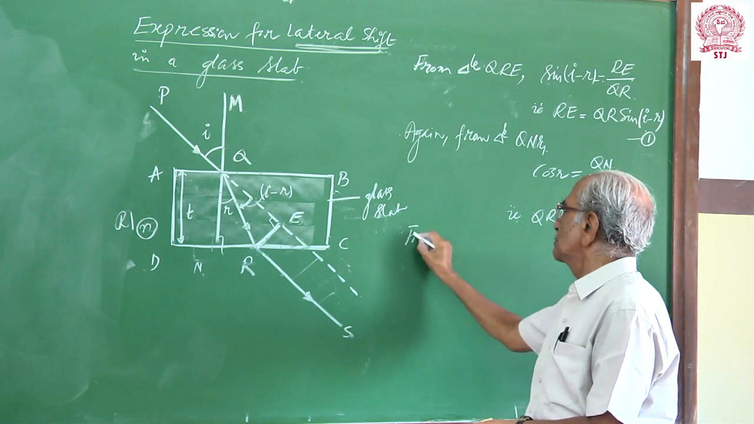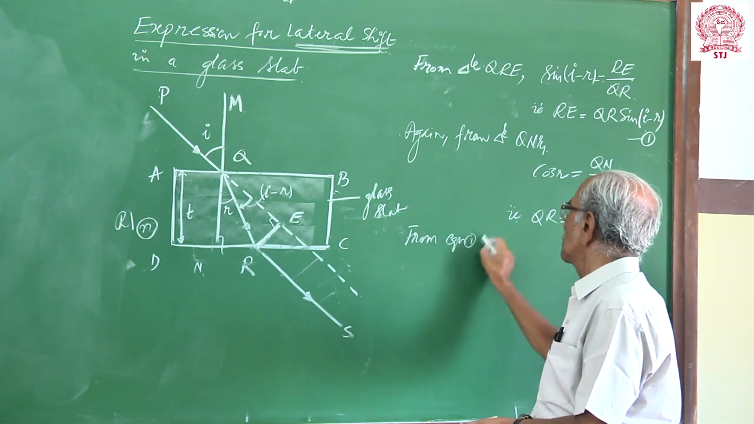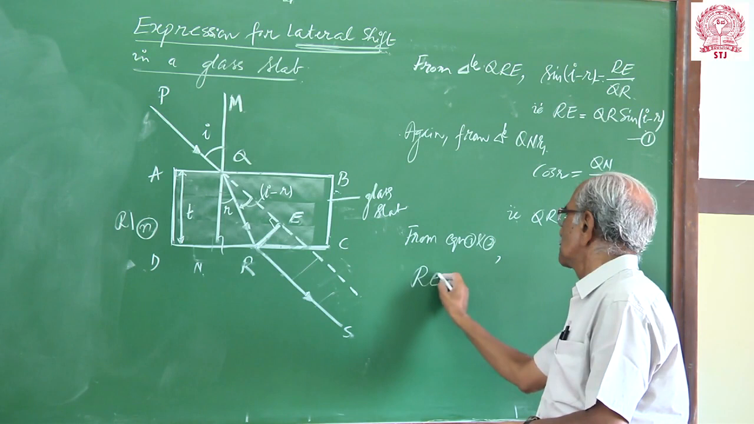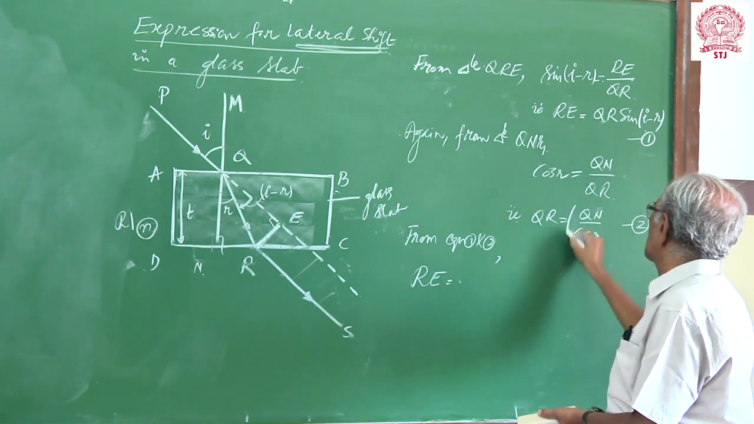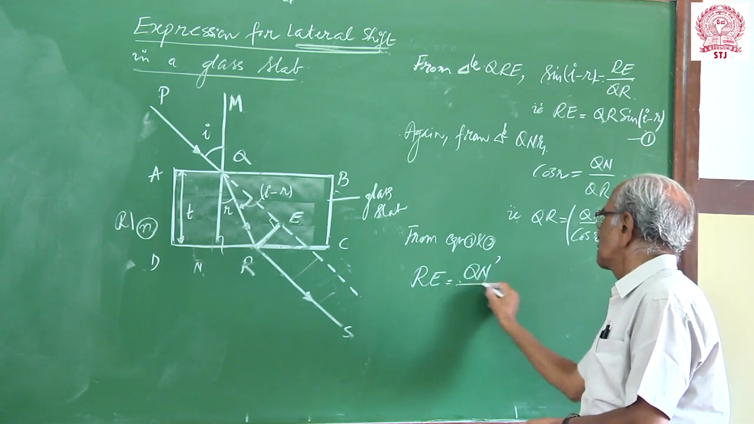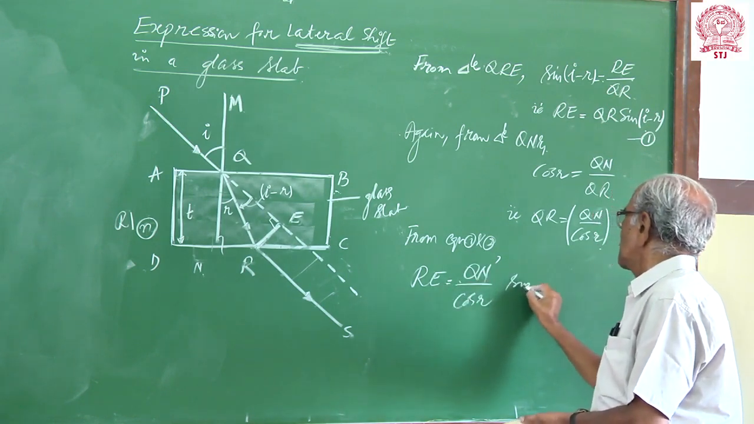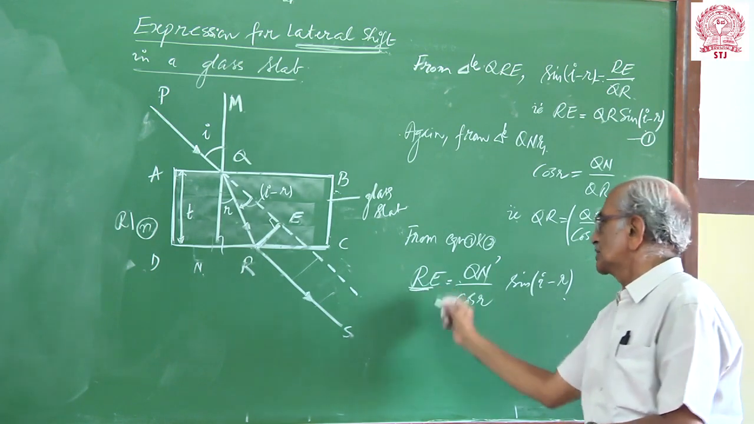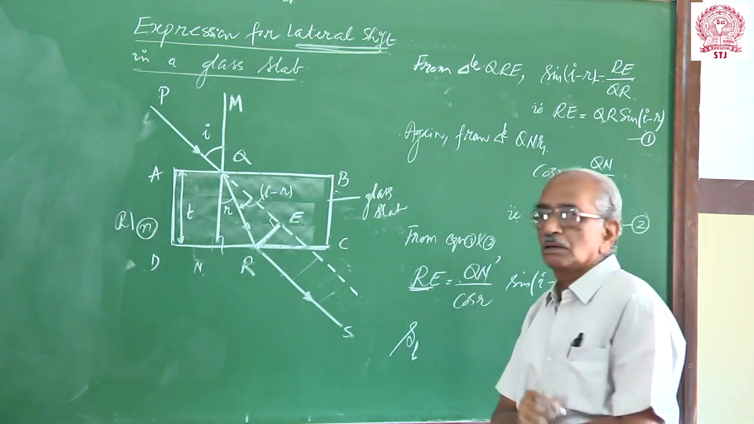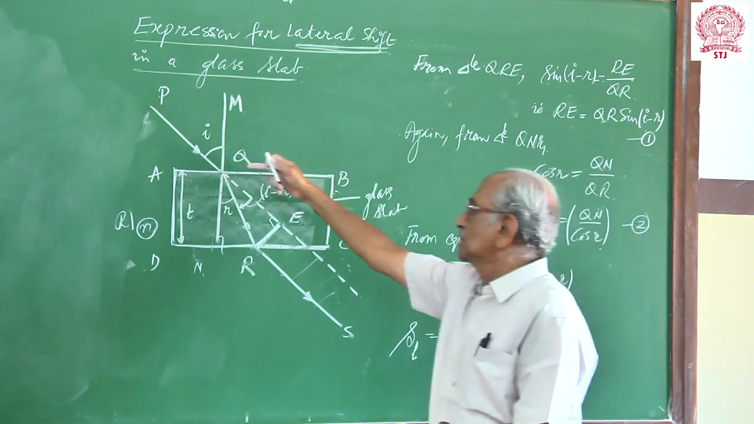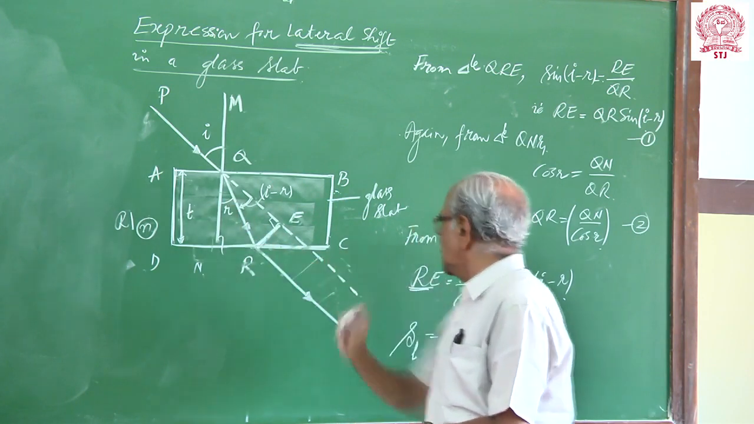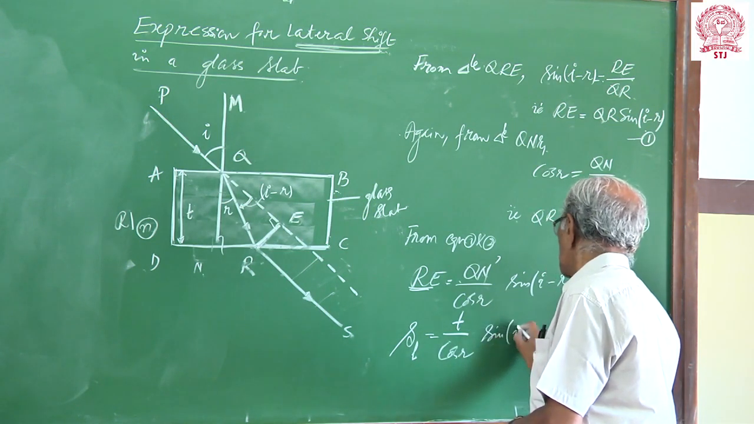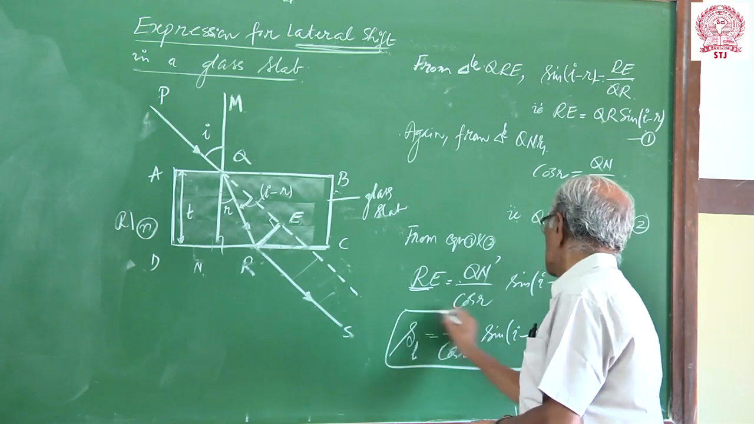Now from equations 1 and 2, we get RE equals QM by cosine R times sine of I minus R. Now this is the lateral shift L, with QM the perpendicular distance between the opposite faces. Now that is T, so it is T by cosine R, sine of I minus R. So this is the expression for the lateral shift.